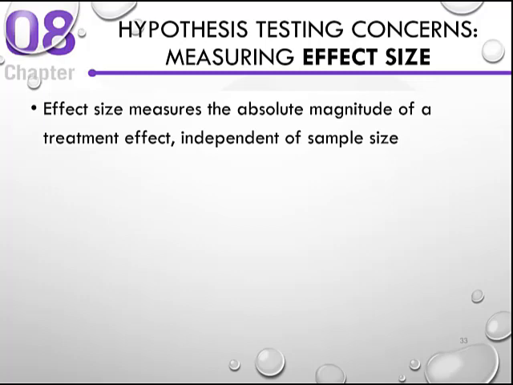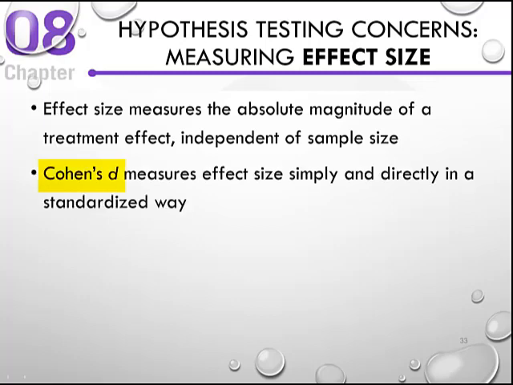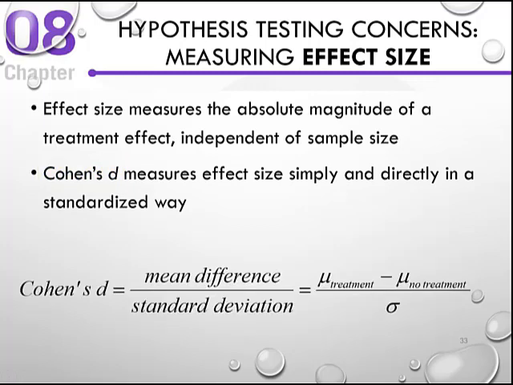Effect size measures the absolute magnitude of a treatment effect, independent of sample size. And this is where Cohen's d comes in. With Cohen's d, we measure the effect size. It is computed by just taking the mean difference over the standard deviation. Mean difference meaning the population mean with the treatment minus the population mean with no treatment, over the standard deviation.